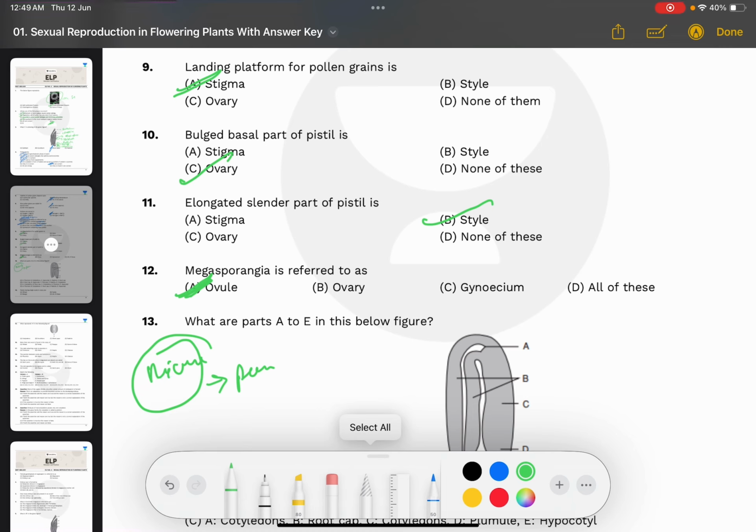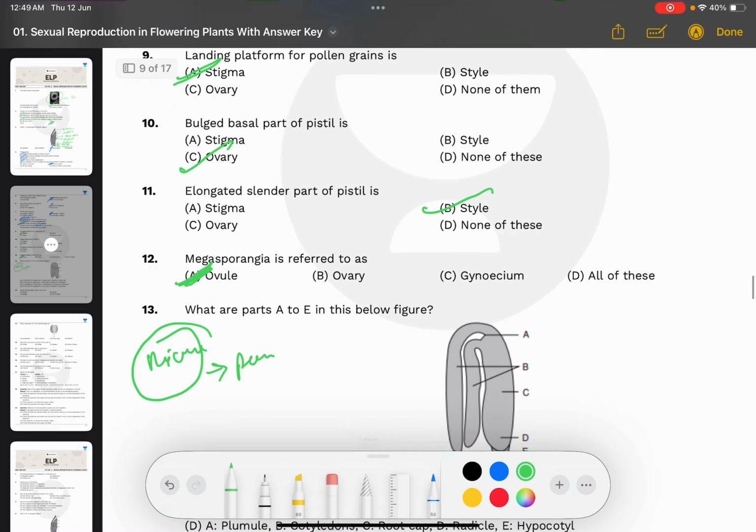Let me check. See, I have not read this chapter for the last 1 month, so I suddenly got this question paper to be discussed. So I thought with the help of the NCERT I can do it, because the whole question paper is around the NCERT and very easy questions are there, not very hard. Yeah, megasporangium is what we call ovule.